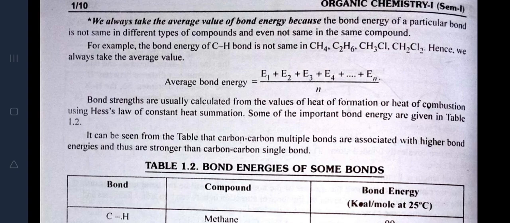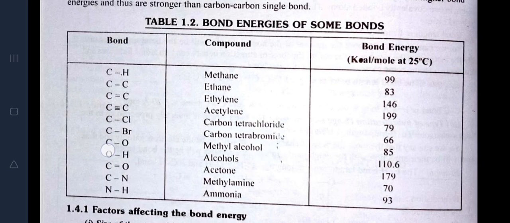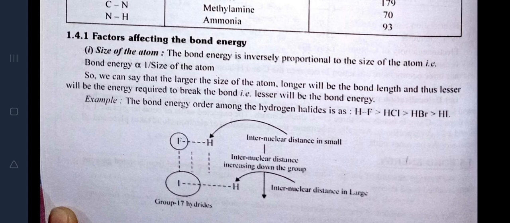The bond strengths are usually calculated from the value of heat of formation or heat of combustion using Hess's law of constant heat summation. Some of the important bond energies are given in the table. It can be seen from the table that carbon-carbon multiple bonds are associated with higher bond energies and thus are stronger than the carbon-carbon single bond. Like this. Factors affecting bond energy.